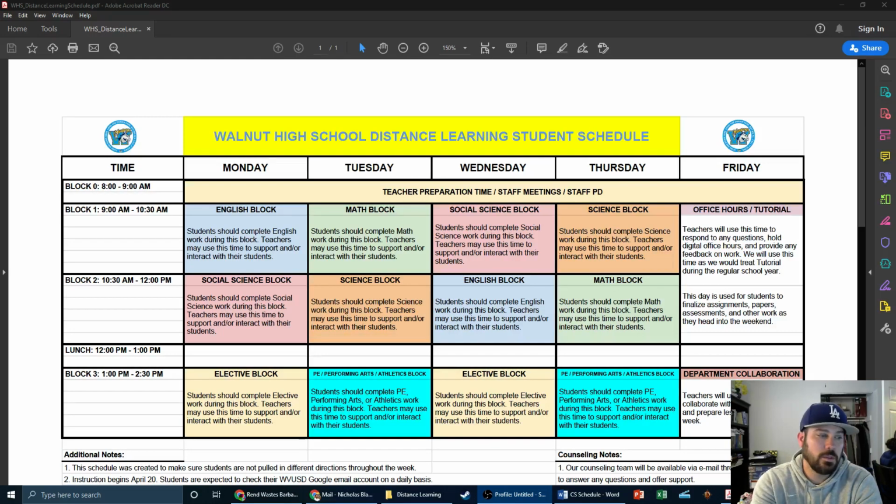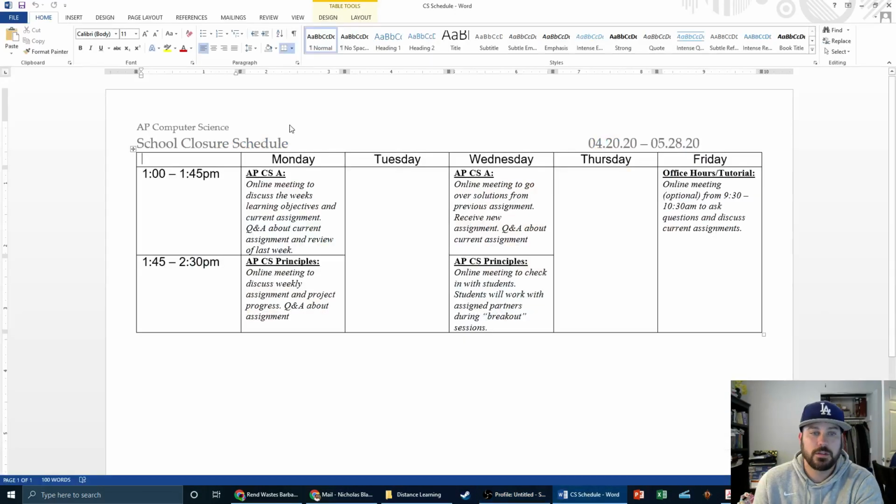The block for computer science is the elective block, which is on Monday and Wednesday. So that's when we're going to start having our meetings. Now, depending on what course you're taking, it's going to look different. And so I wanted to go into a little bit more detail about what this is going to look like specifically for computer science.